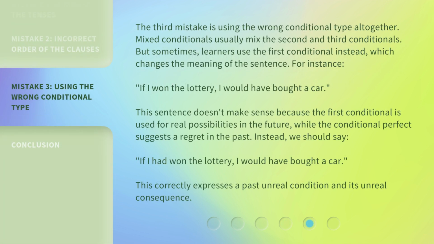The third mistake is using the wrong conditional type altogether. Mixed conditionals usually mix the second and third conditionals. But sometimes, learners use the first conditional instead, which changes the meaning of the sentence. For instance, if I won the lottery, I would have bought a car. This sentence doesn't make sense because the first conditional is used for real possibilities in the future, while the conditional perfect suggests a regret in the past. Instead, we should say, if I had won the lottery, I would have bought a car. This correctly expresses a past unreal condition and its unreal consequence.